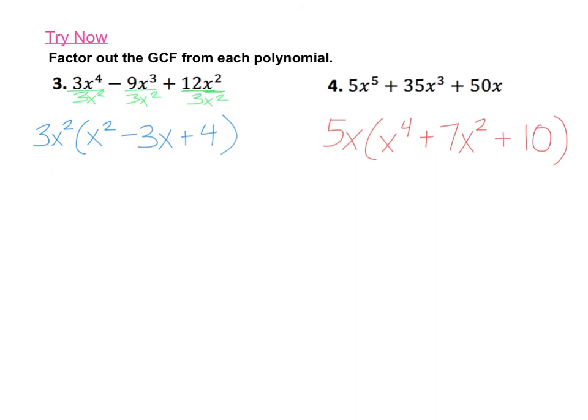For the other one, number 4, the greatest common factor is 5x. We can only factor out 1x because that last term has just an x with it. And then you're left with x to the fourth plus 7x squared plus 10.